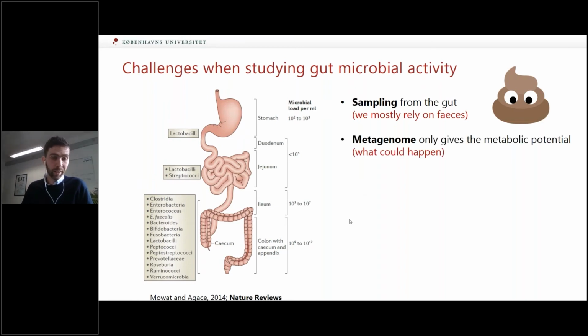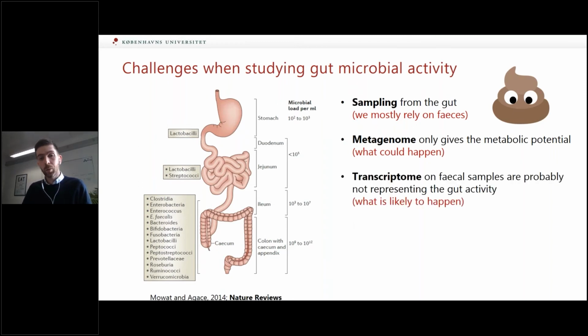As briefly discussed also before, we can study the metagenome. So that gives information about the metabolic potential, which genes are there, what could potentially happen. We can also do transcriptomics, so studying somehow their gut activity, so what is likely to happen. However, there are some problems with transcriptome. I'll come back to that later.